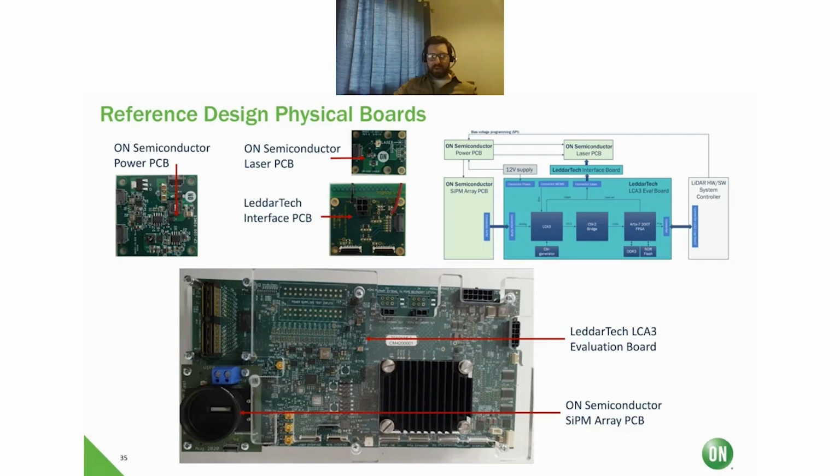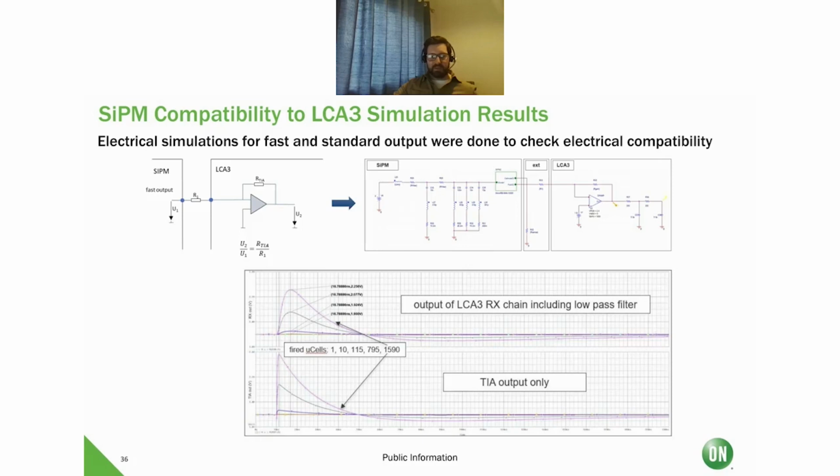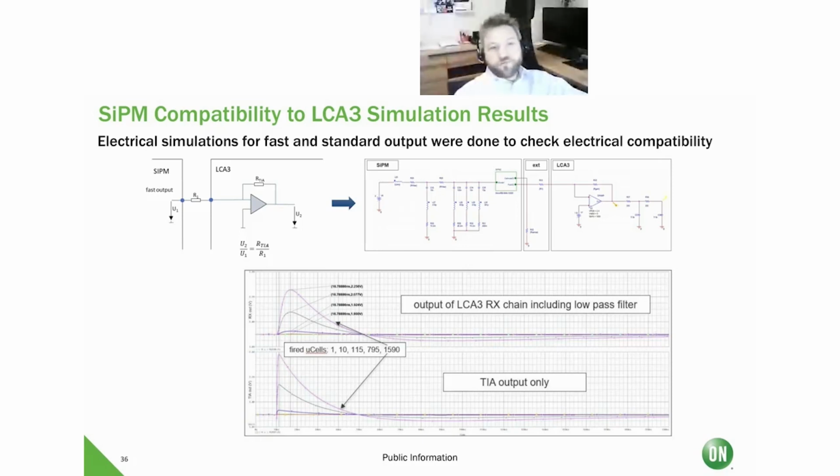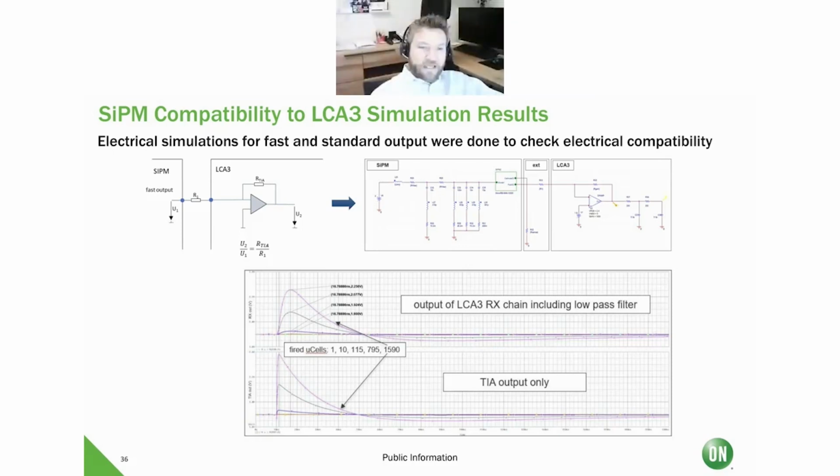So I'm going to pass back to Rainer just to talk about the simulation setup and results. Yeah. So before we started with the project in hardware, for sure, we did a lot of simulations to really check whether it is physically possible to combine the onsemi SiPM with an LCA3. We started to evaluate both options from the onsemi SiPM: first of all the standard output, and then also the fast output. On the fast output, we had our concerns regarding the extremely slow pulse we get, and whether we can capture it with the sampling frequency of the LCA3 ADC.